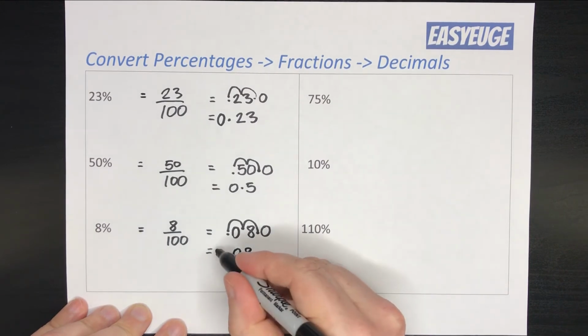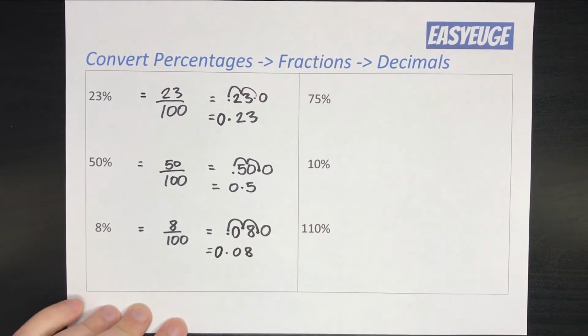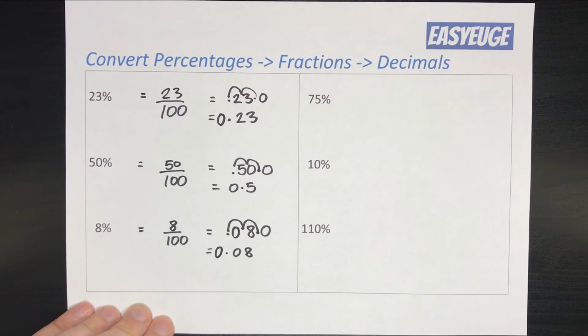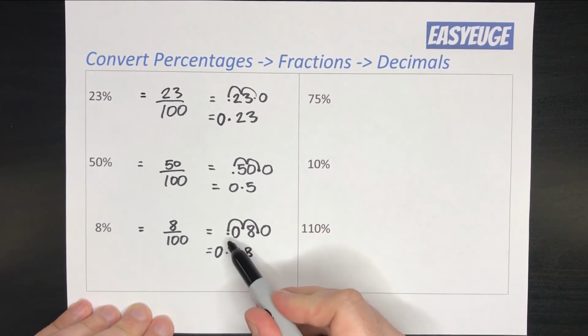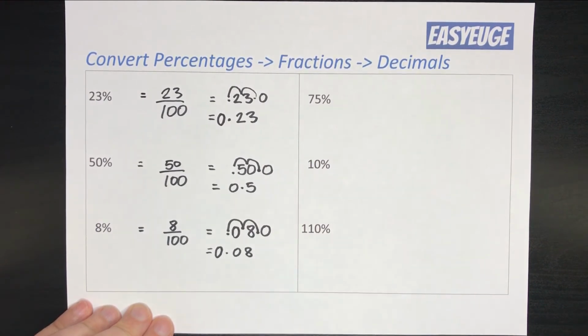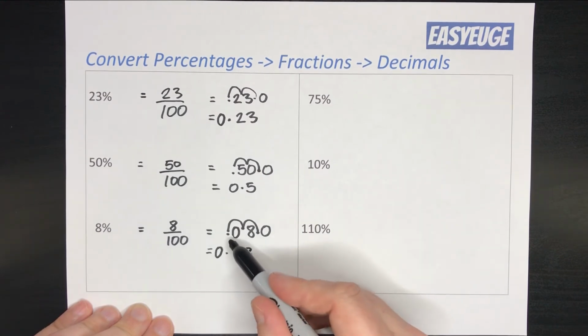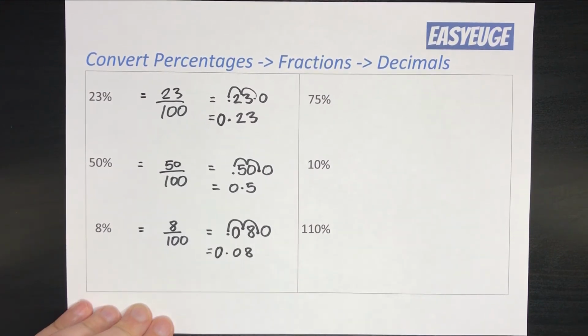Or, to make it tidy looking, 0.08. So that's what 8% is as a decimal. So always remember to put the 0 back in. If you got 0.8, that would be incorrect. The answer would be 0.08.